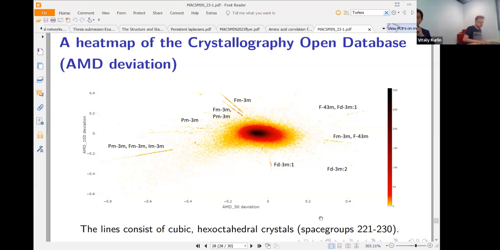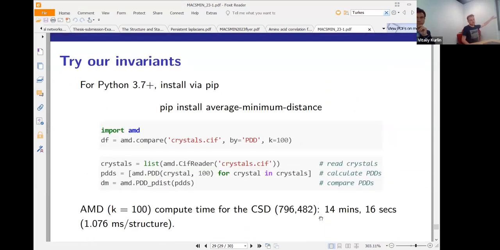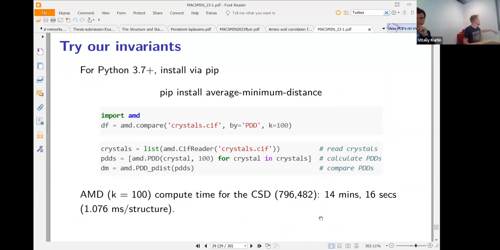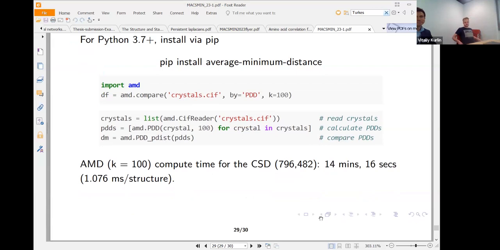If you want to try AMD, then go for it. It's easily installable and should be pretty easy to use. There's the current record time that I have for computing AMD for the whole CSD, which is a pretty good time, but that's on one thread. If you have a better computer than me, it'll be faster. If you want to use as many cores as you want, divide that time by as many cores as you've got. It's pretty fast. We'll leave it there because we're overrunning.